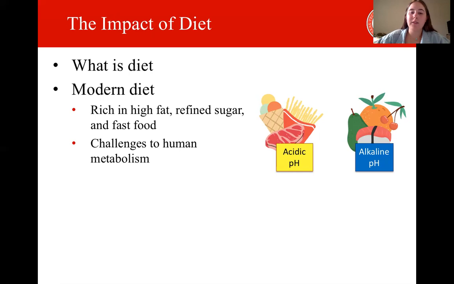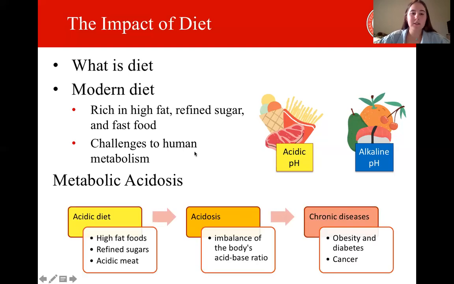This chronic consumption of acidic foods challenges the human metabolism because our bodies are designed to maintain a pH of around 7.4. There are many mechanisms in place that can regulate this optimal internal pH. However, chronic consumption can disrupt the body's acid to base ratio, which can result in the development of metabolic acidosis. So, to summarize metabolic acidosis, by consuming an acidic diet, this can result in the imbalance of the body's acid to base ratio, which can increase the risk for the development of many chronic diseases.